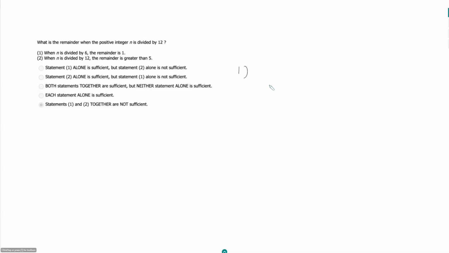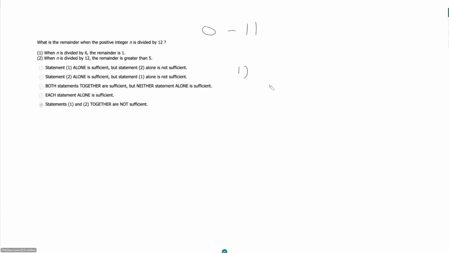One thing that we can keep in mind, though: when we're dividing by 12, what does that mean? Our remainder always has to be less than our divisor. So in this case, our remainder must be less than 12. So our options, even before we know anything about n, for a remainder are 0 through 11. Keeping that in mind, now let's look at the statements.